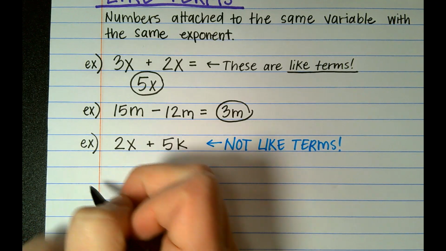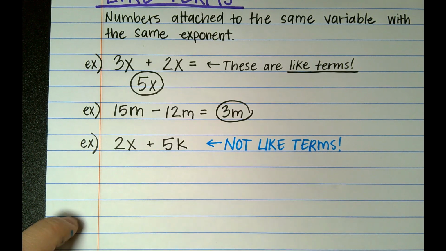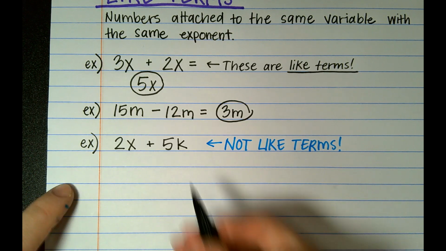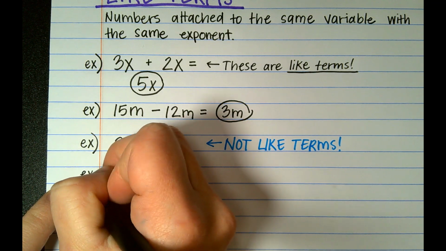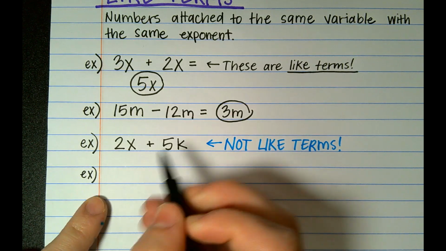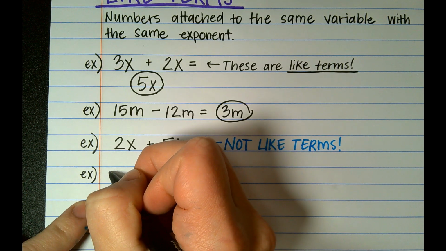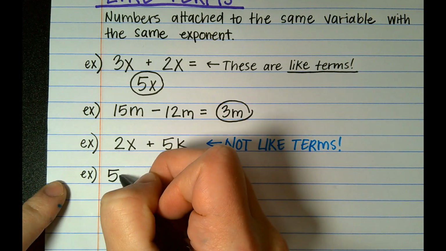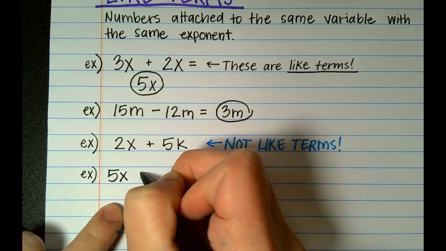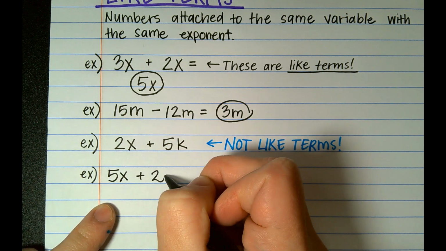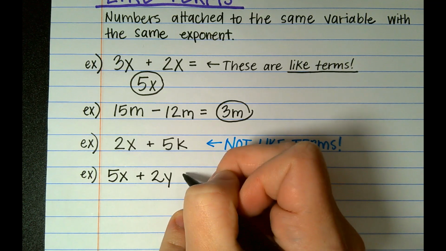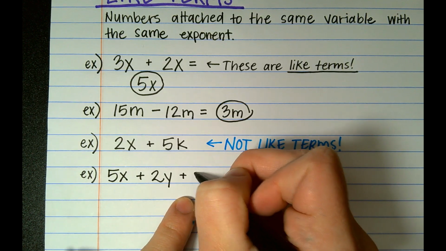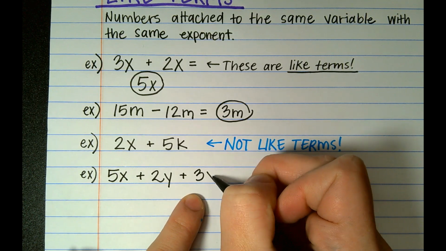Yeah, I think I remember this a little bit. Because at the time I wanted to add them, and you can't do that. Exactly. You can't. They're not the same. But what if I did something like this? What if I gave you 5x plus 2y plus 3x.